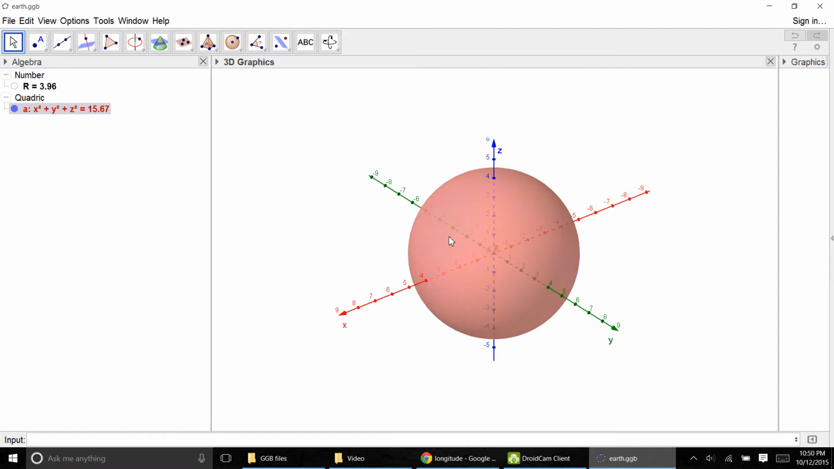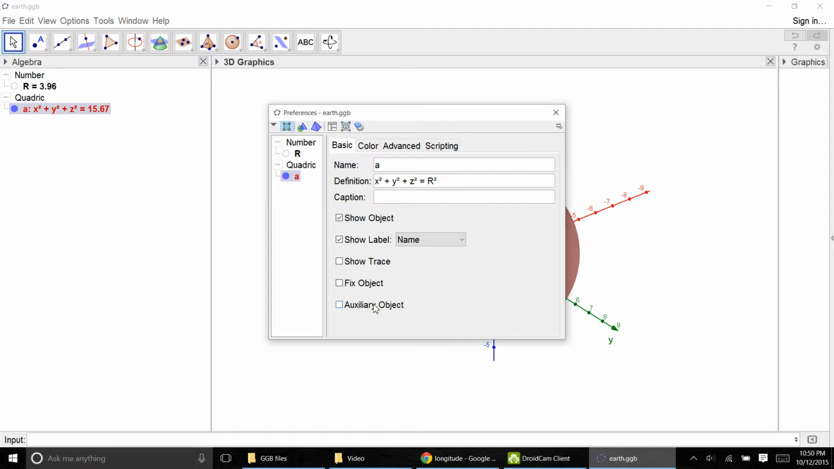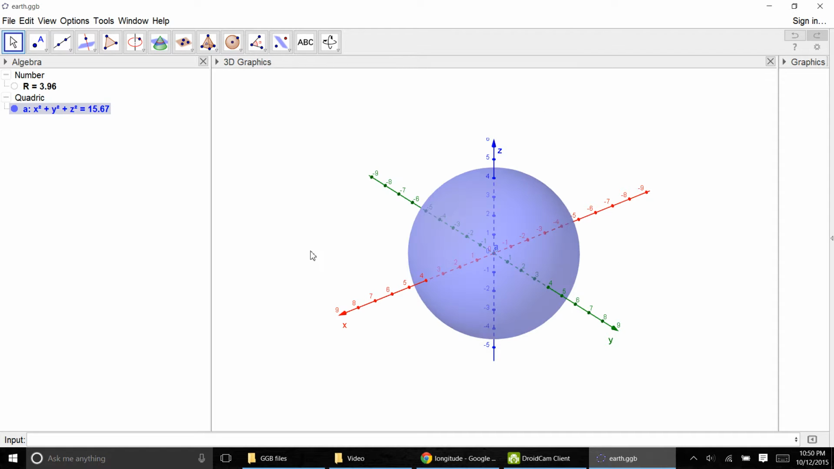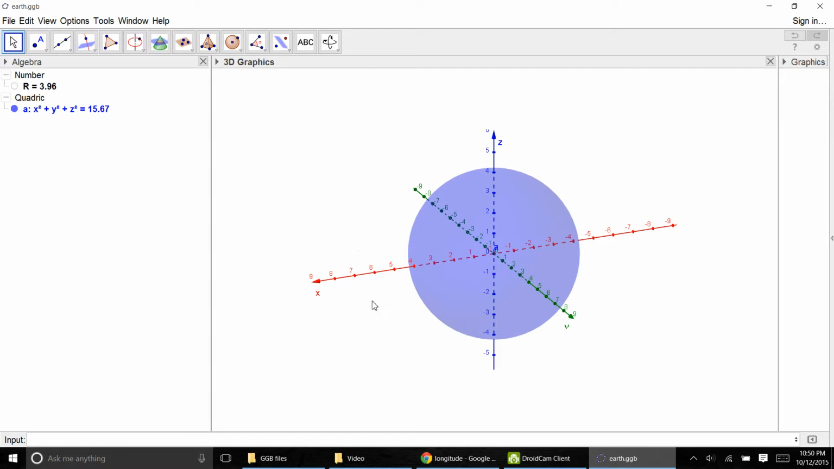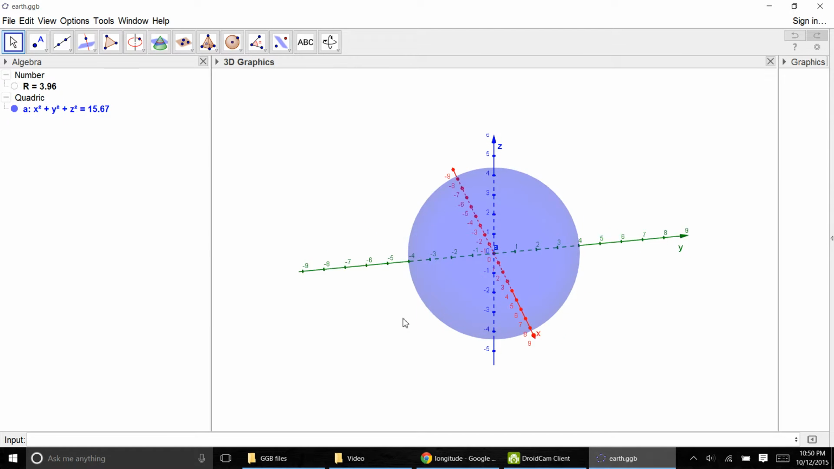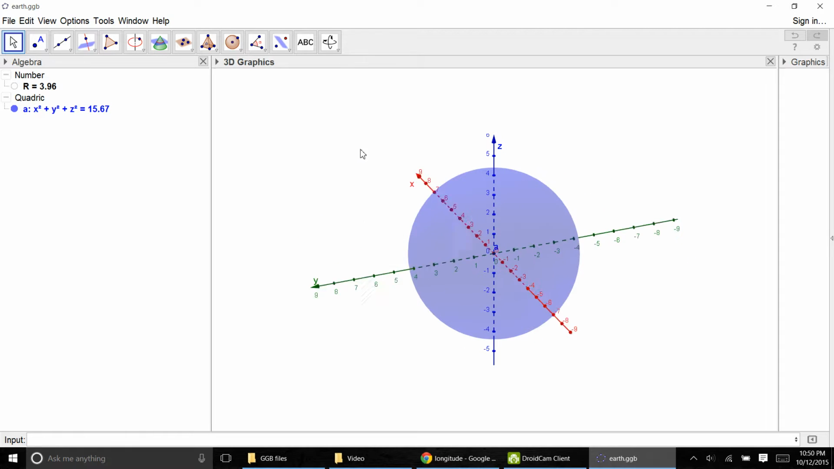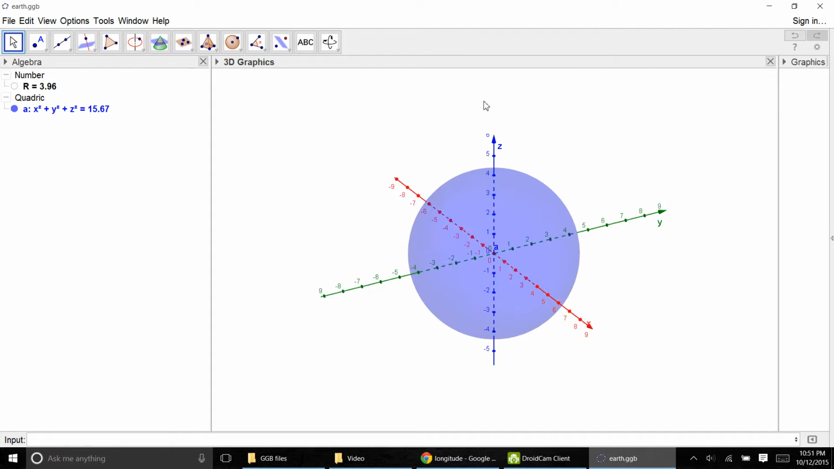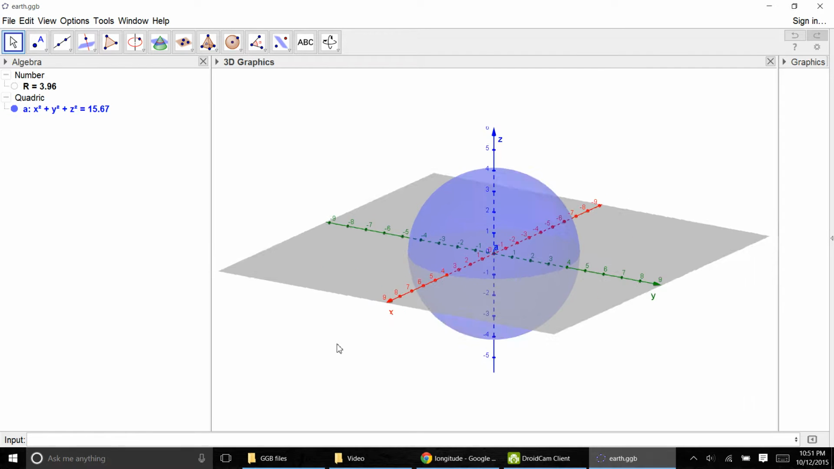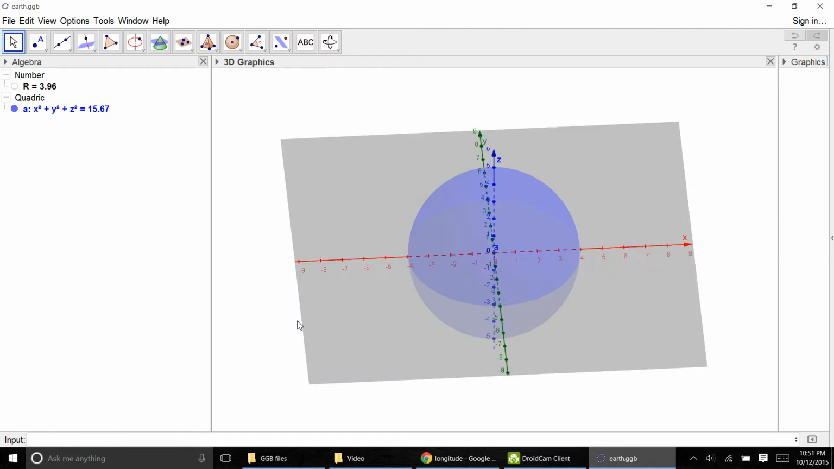So it should go near 4, right? Let's make it look a little bit more like an Earth. Let's make it easier to see through. Make it blue. Okay, so it's like a water world. So you can see that the z-axis could be like our axis of rotation, and then the equator is defined by the intersection of the xy plane with it.